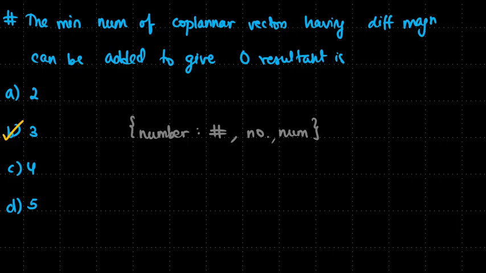So now let's see why this is the answer. I would like to show you that 3 is possible and 2 is not possible. And once you know that 3 is possible, it's going to be the lowest one very easily.